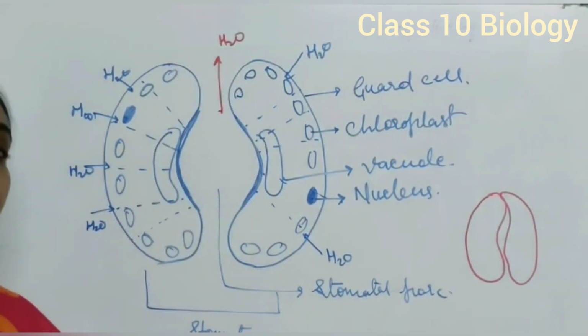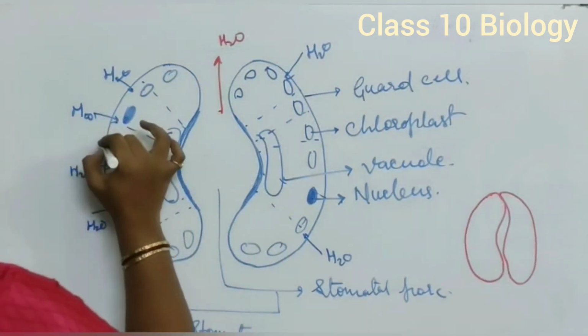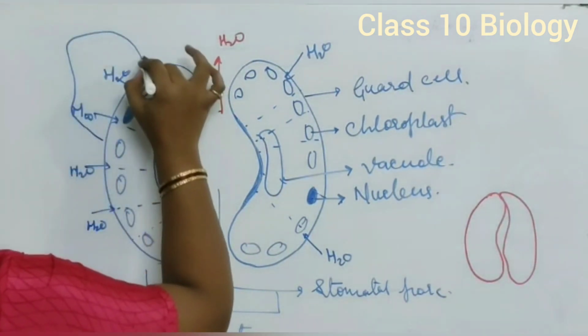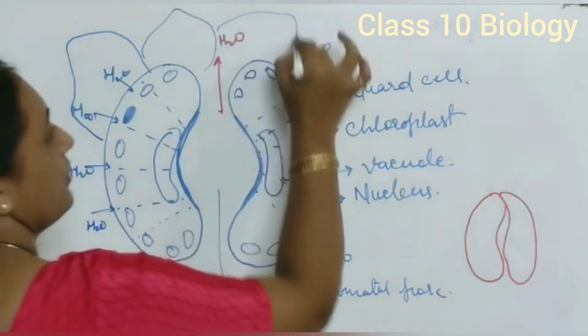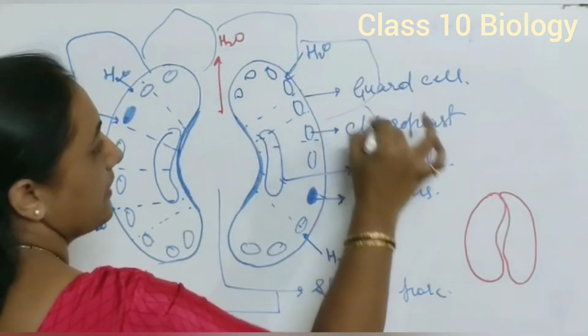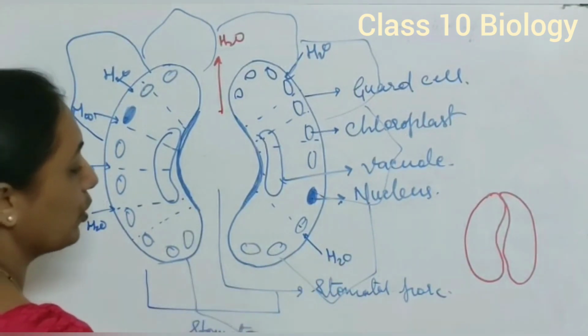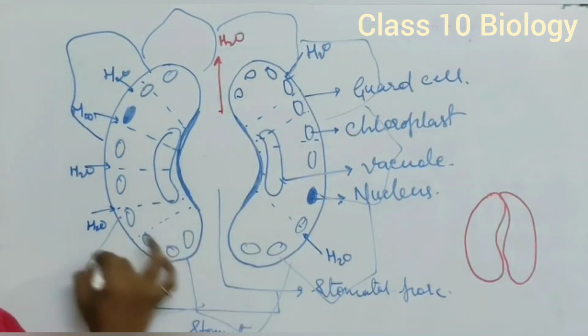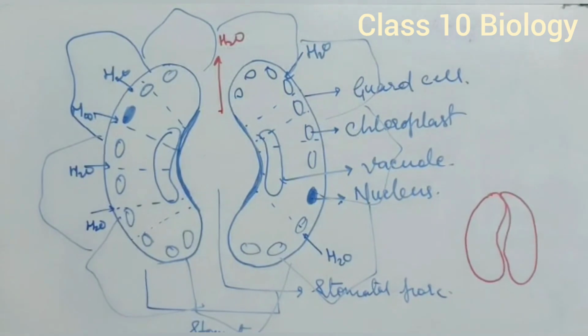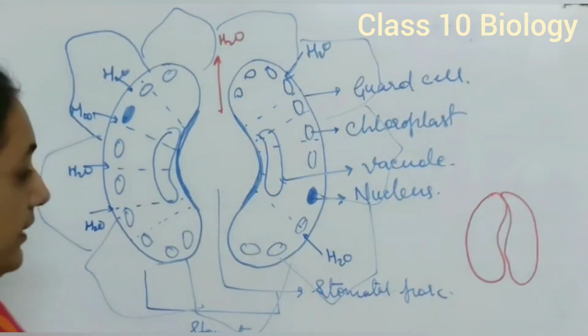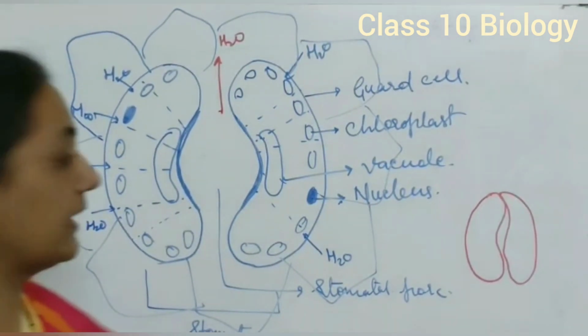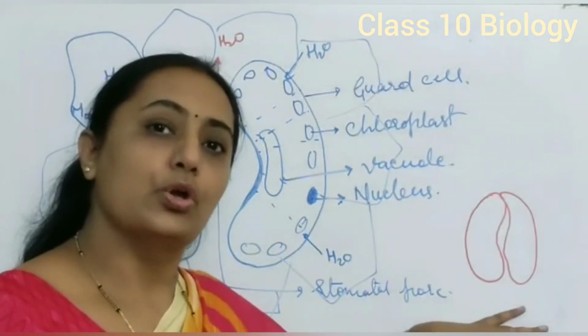Now where do stomata lie? As in the TS or cross section of the leaf, we have seen stomata are present in the epidermal layer. So surrounding stomata there are epidermal cells. Epidermal cells have no chloroplast. Chloroplast is not present in these epidermal cells. They are also called subsidiary cells. So this is the structure of open stomata and this is the structure of closed stomata.